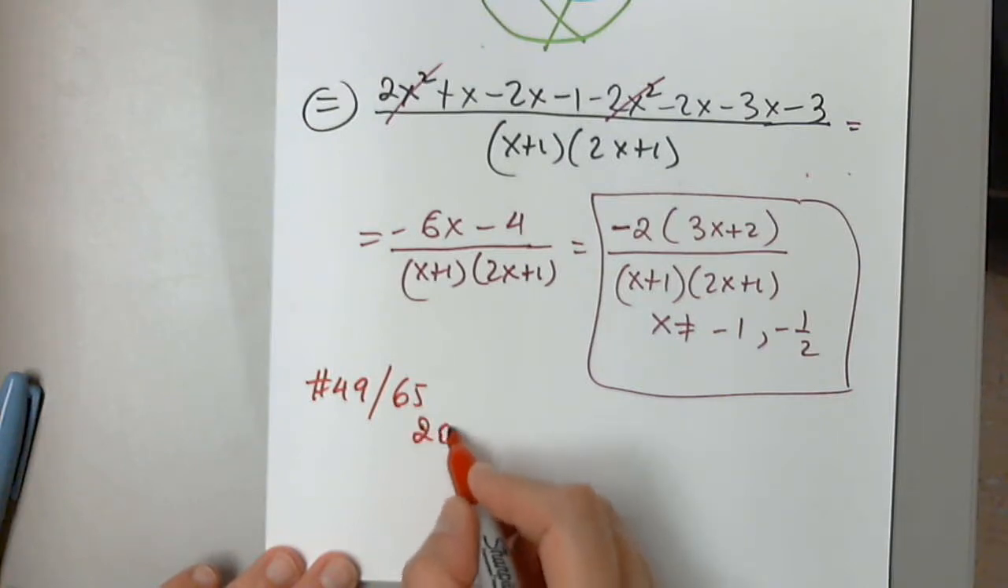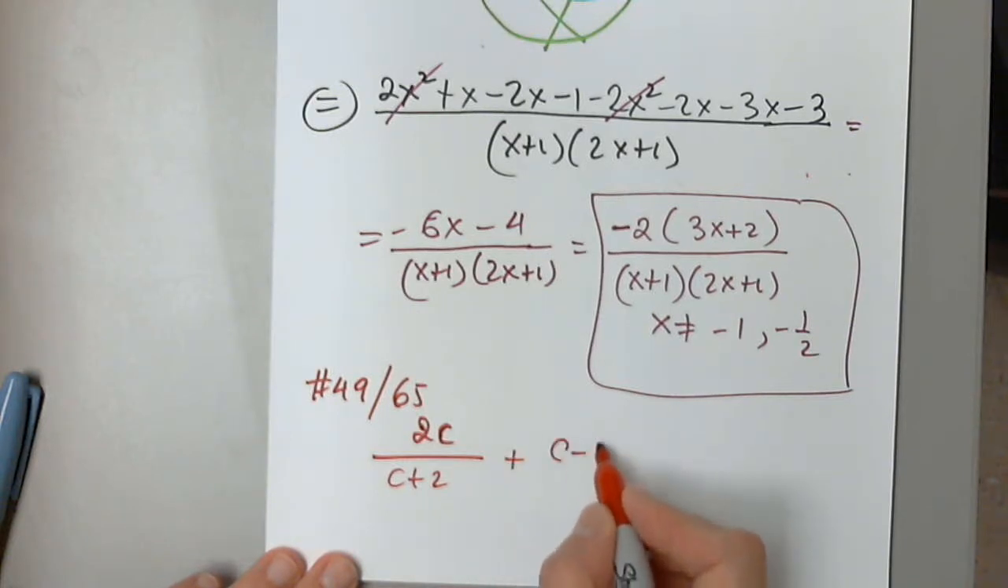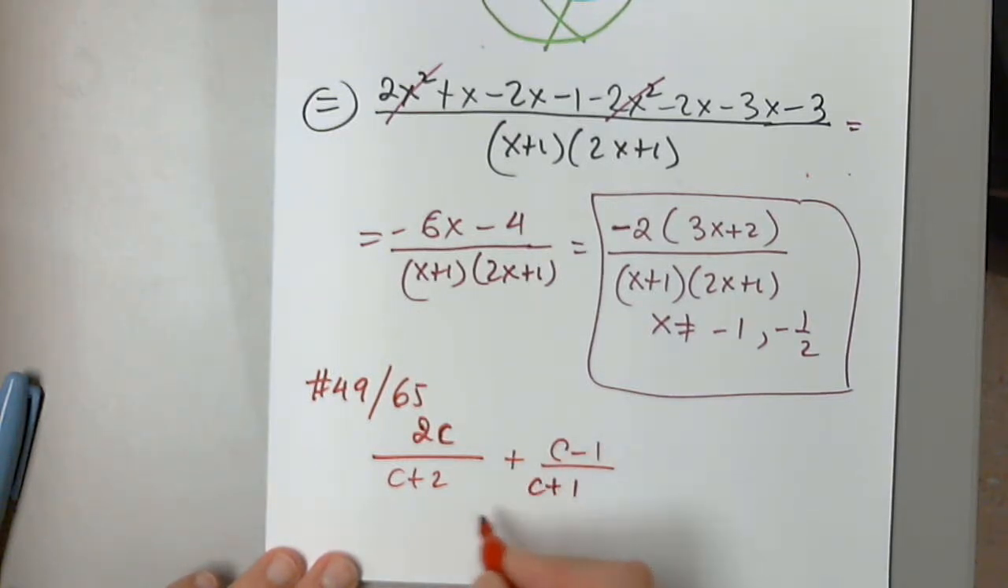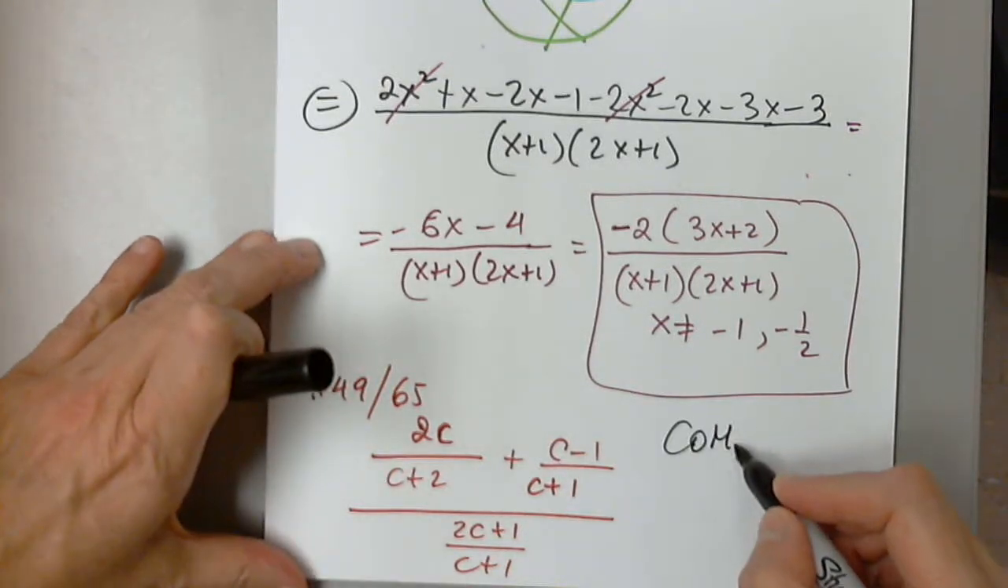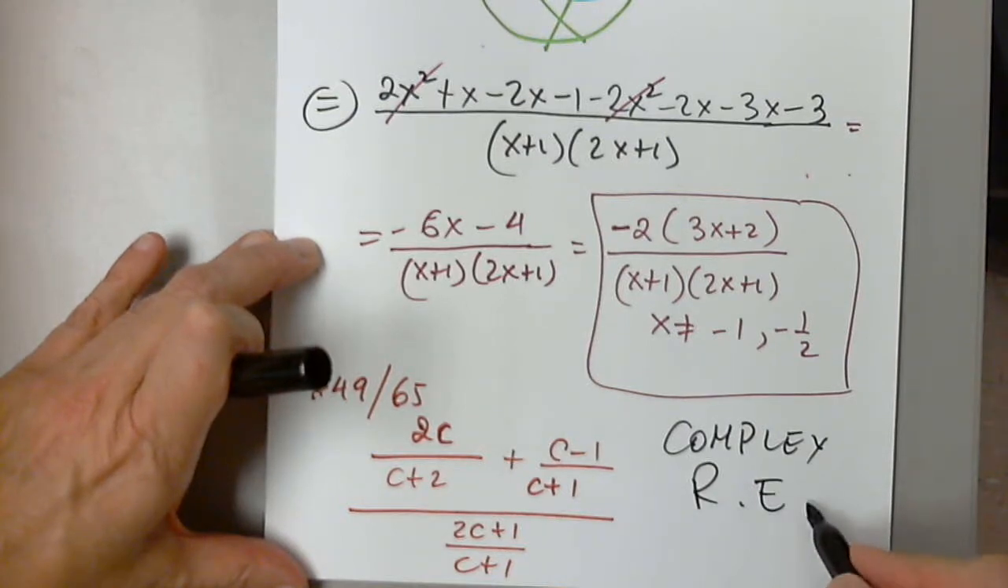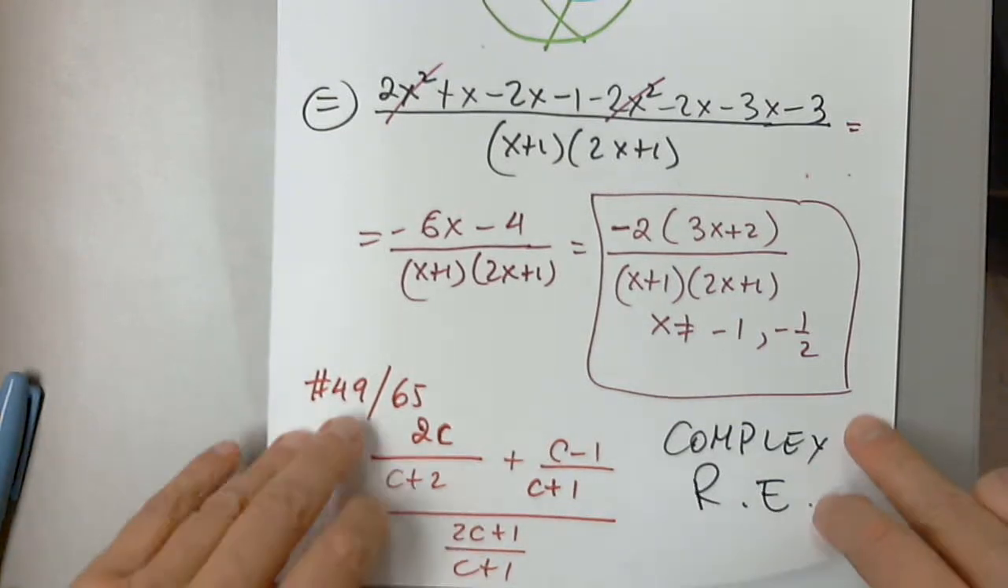And we have 2c over c plus 2 plus c minus 1 over c plus 1, everything over 2c plus 1 over c plus 1. This is what's called a complex rational expression. It's complex because it has operations with fractions at the top. It could also have operations with fractions in the denominator. This one doesn't, but it has a sum of fractions at the top. That's why it's called complex. So like we did before, nothing different really.